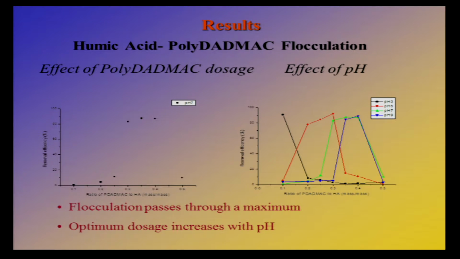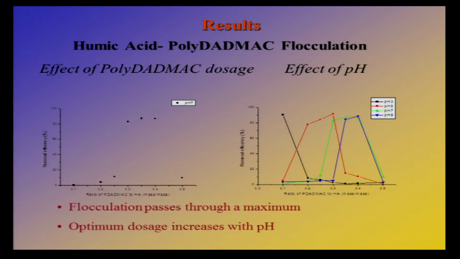The next thing then is to study the effectiveness of the flocculation. So what I wanted to do now is to look at the effect of dosing of the polydadmax. So you would expect that by adding more and more of the flocculant, I'm going to be able to remove more and more of the material. And so what I did was I fixed my pH at 7. I already decided that that was a good pH to work at. And I tried to measure the removal efficiency as a function of the ratio of the polydadmax to the humic acid.